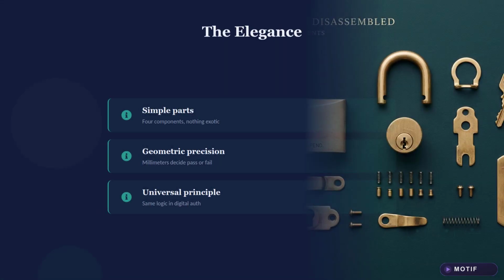What's remarkable about this mechanism? No electronics, no software, no power source, just springs, pins, and geometry. Why did this exact idea survive 6,000 years of engineering? Because elegance, once discovered, is hard to improve. Simple parts, geometric precision, universal principle.